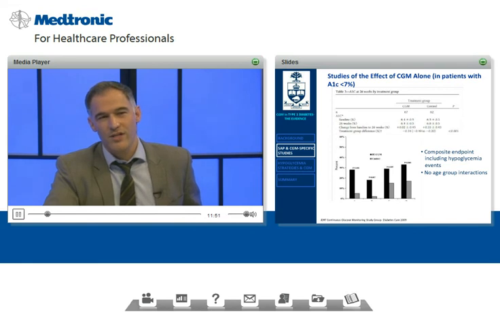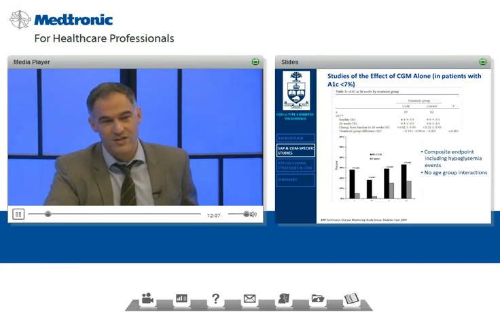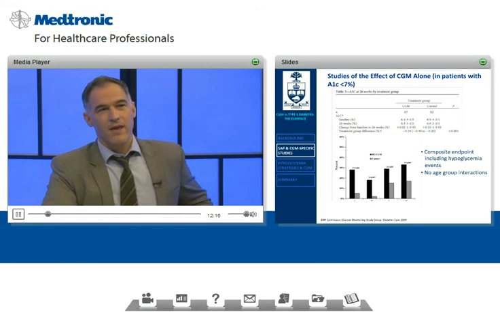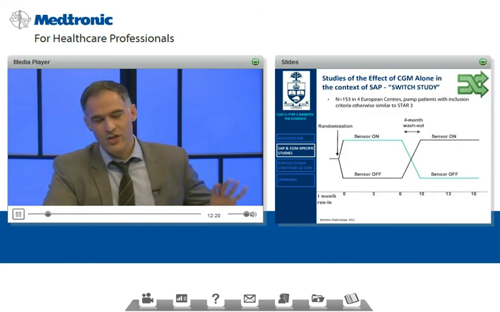But the real finding was that if you looked at a composite endpoint of some improvement in A1C, decrease in hypoglycemia frequency, this was always much better in the group wearing CGM. So here's our first clue that if you do have someone on target, these are the people we seem to have been ignoring in all these studies. We always take people with high A1Cs, but if you take people on target, the use of CGM does decrease hypoglycemic events.